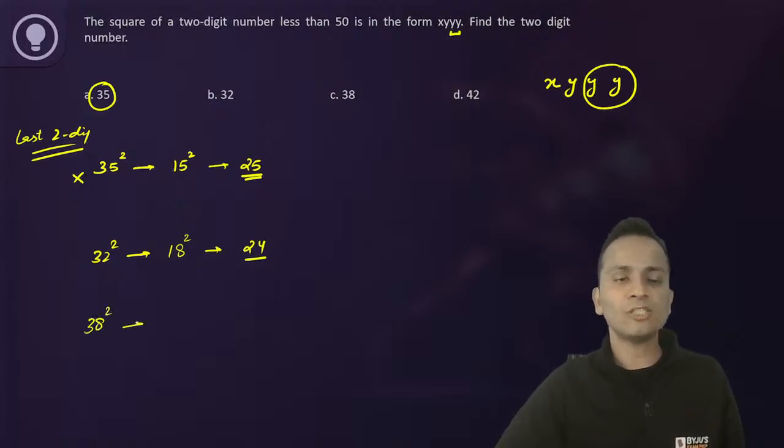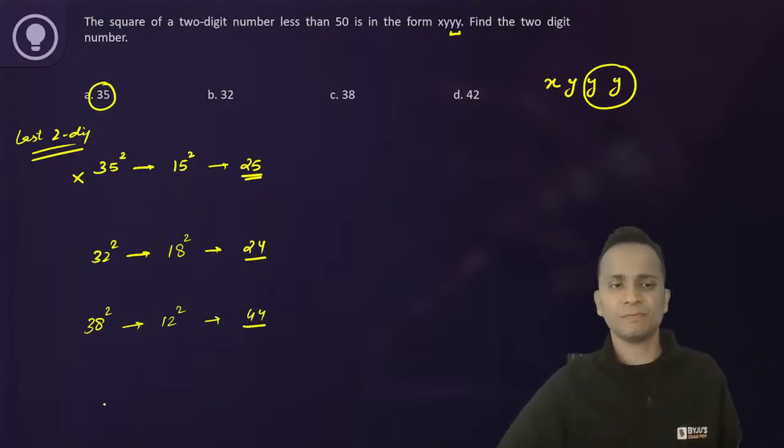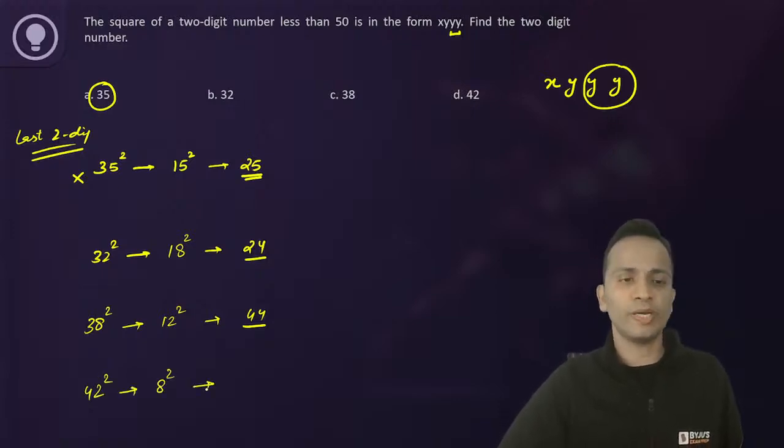38 square, the last two digits will be same as 12 square, which is 44. These two are equal, it can be the answer. I'll keep it. 42 square, the last two digits will be same as 8 square. 8 square is 64.